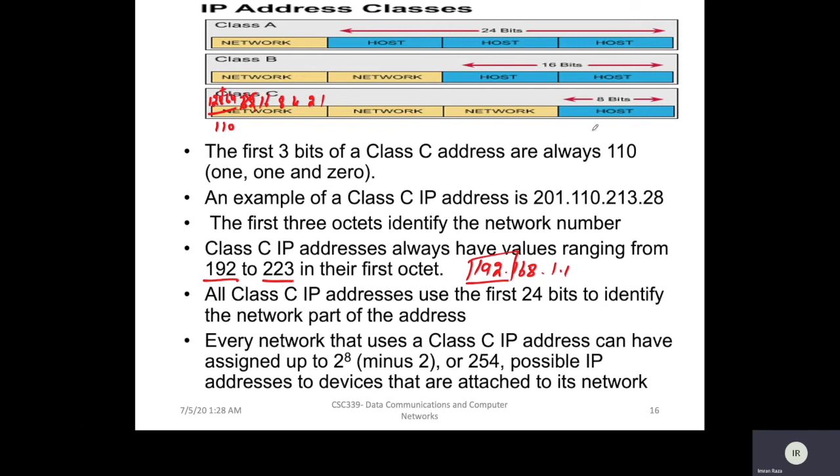And by the way, how many bits are there in the host portion? Yes, we have 8 bits. So 2 raised to the power 8 minus 2. We have 254 hosts against each IP address. That's why we call it a small block, where we have fewer IP addresses available against each address space.